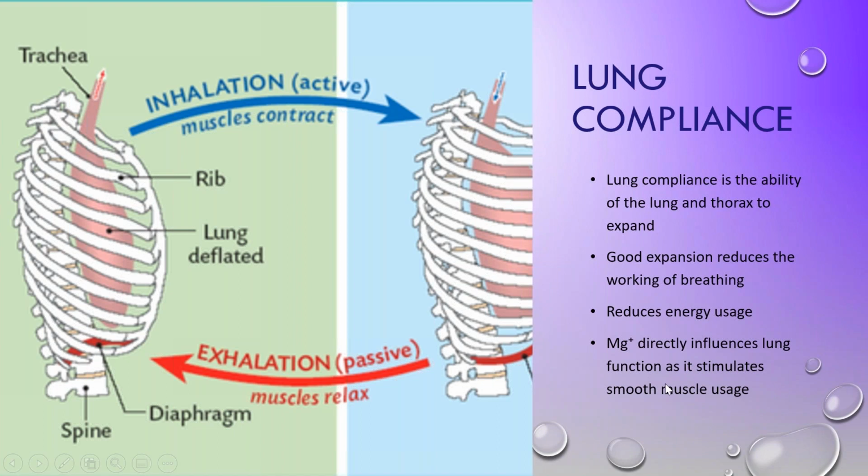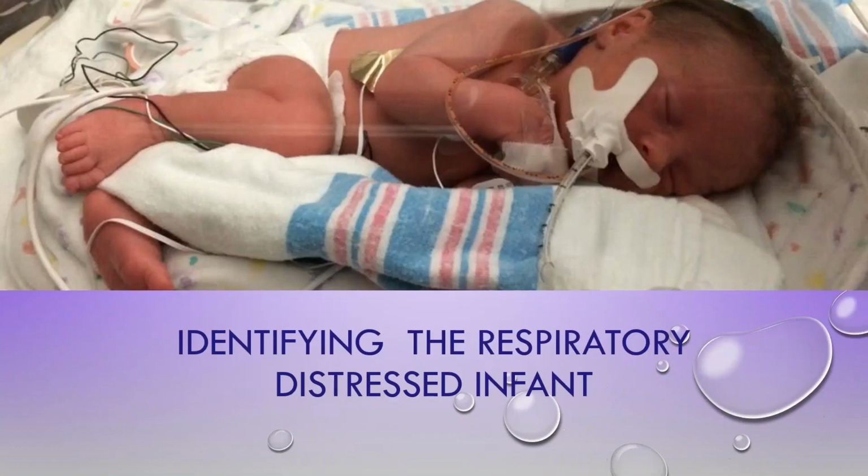Magnesium directly influences lung function as it stimulates smooth muscle usage. And this is a very important concept, and we will cover it later. Colostrum contains large volumes of magnesium. So early feeding has also been shown to be of benefit.